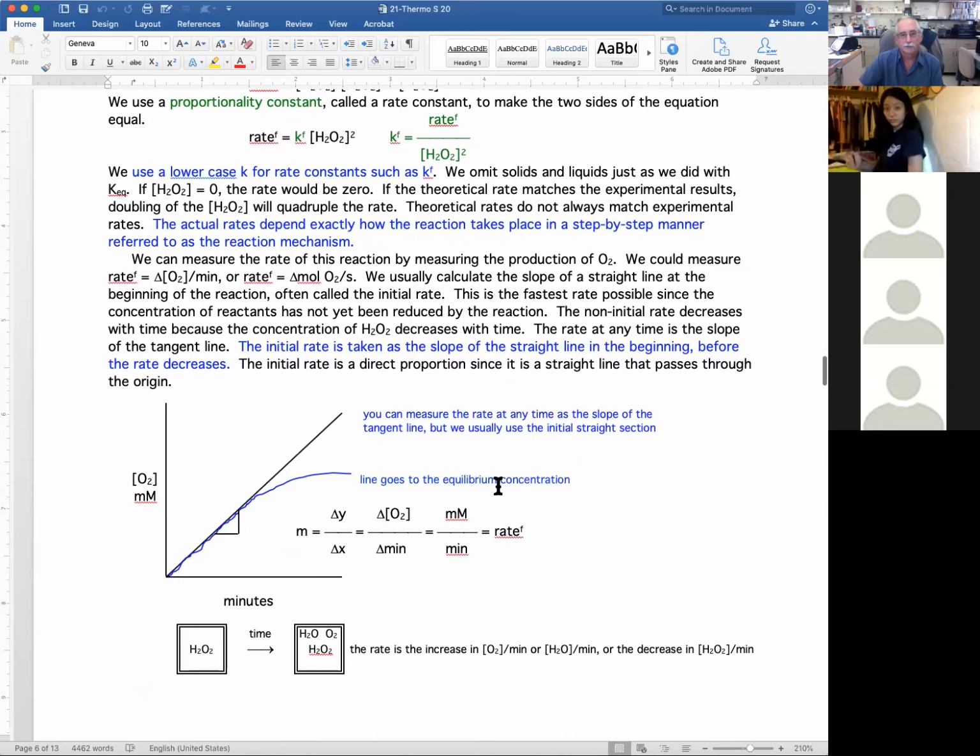So the actual rates depend upon exactly how the reaction takes place in a step-by-step manner. And that is referred to as the reaction mechanism.